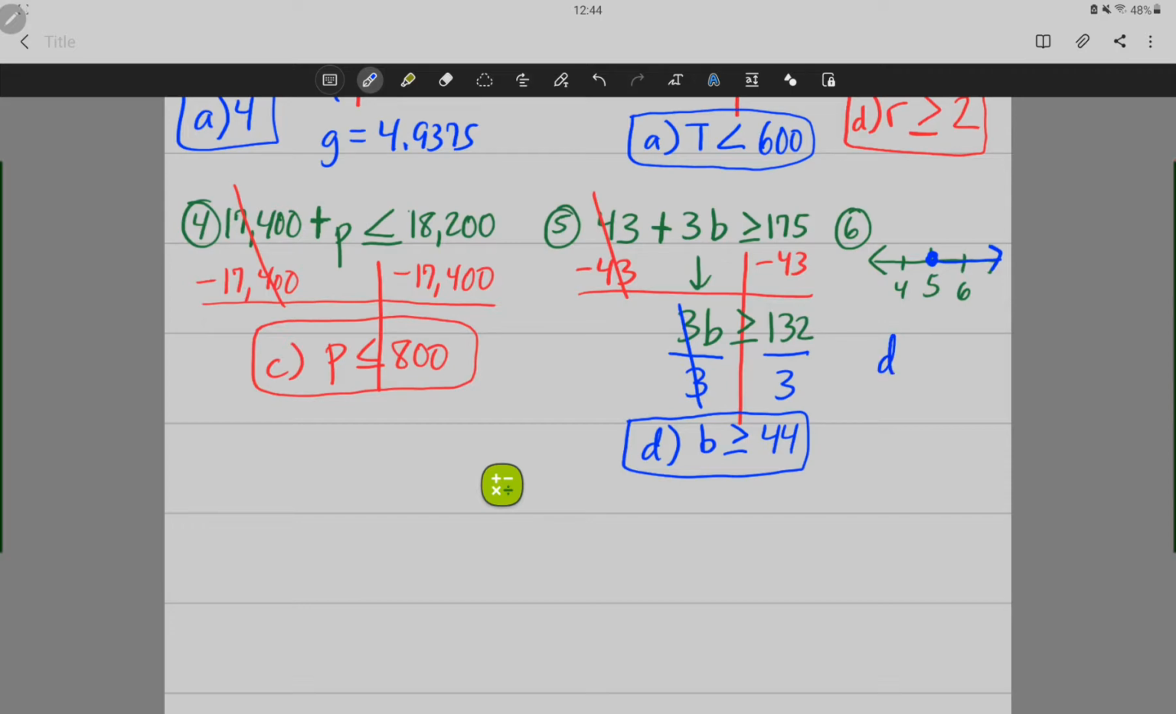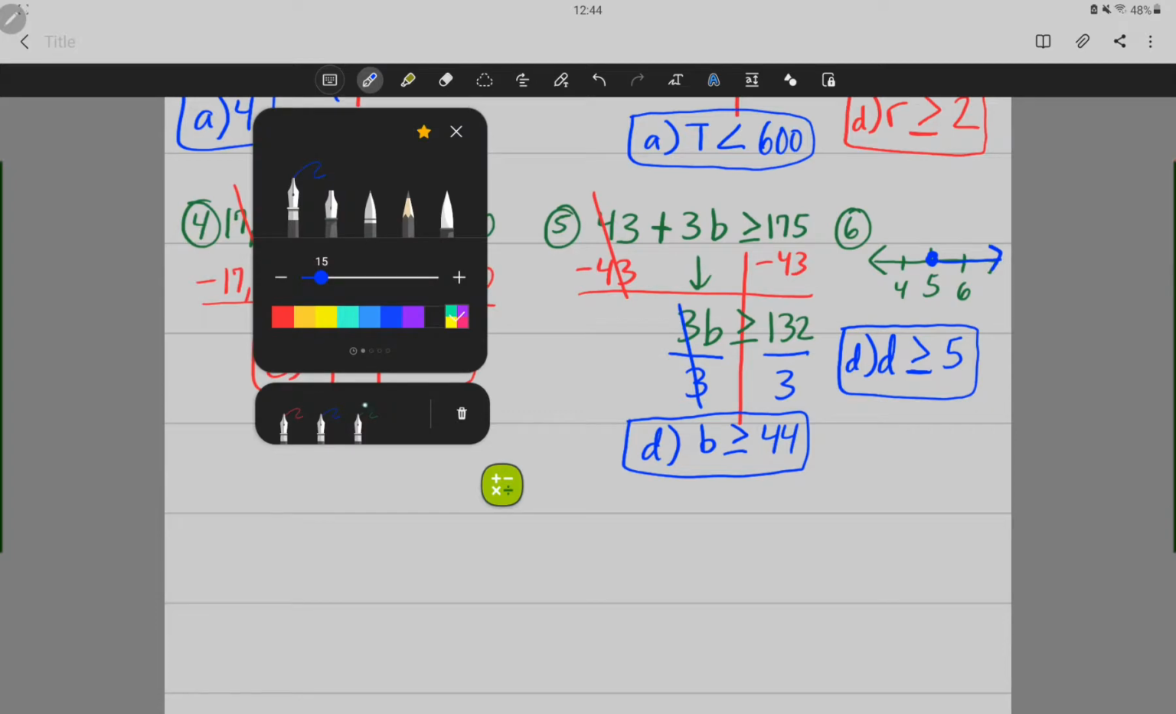And is it a closed or open circle? Well, we see it's a closed circle, so it's something, something, or equal to. What number does it start on? It starts on the number 5. And is it less than 5 or greater than 5? Well, we can see the blue arrow is going to the right, past 5 and going to number 6 and beyond. So that means greater than or equal to 5. So our answer choice is choice D. D is greater than or equal to 5.